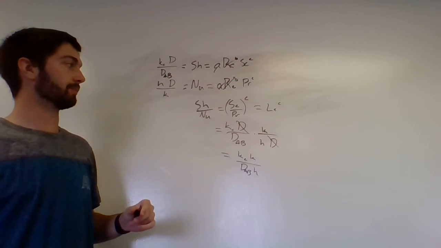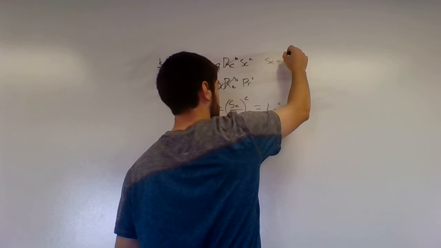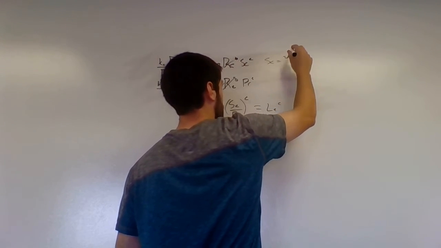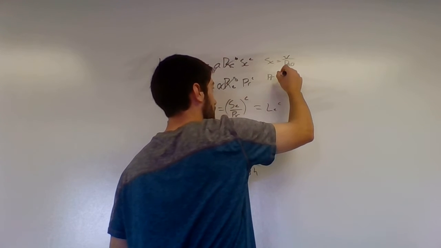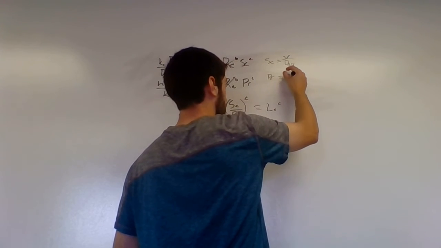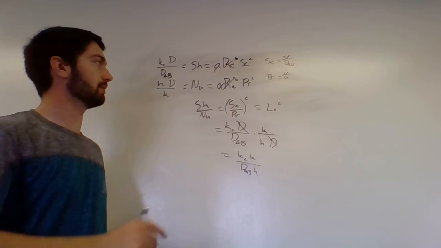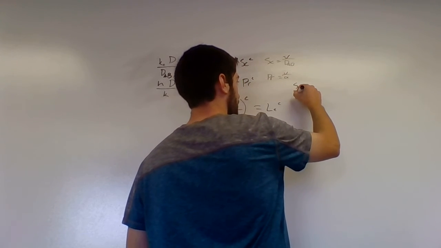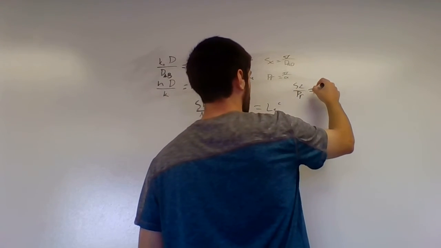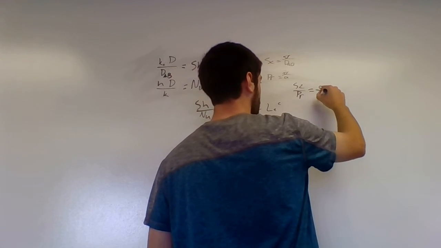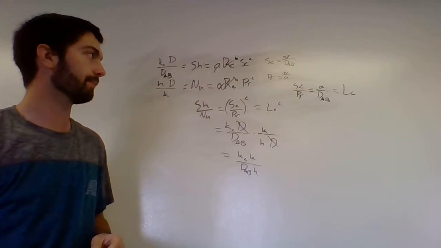So now I want to take a look at the Schmidt and the Prandtl number. So the Schmidt number is equal to the kinematic viscosity over the mass diffusivity, and the Prandtl number is equal to the kinematic viscosity over thermal diffusivity. And I want to do the same thing, Schmidt over Prandtl. So Schmidt over Prandtl, the kinematic viscosity will cancel out, and we'll be left with thermal diffusivity over mass diffusivity, which is also the Lewis number.